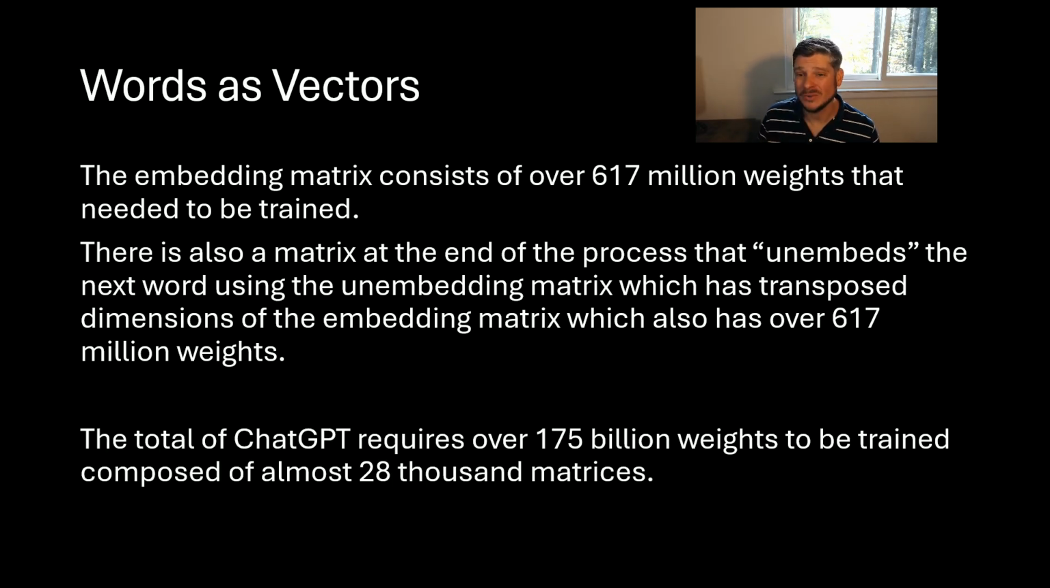In total, even though we have the 617 and the 617, so that gives us just over 1.2 billion, the ChatGPT algorithm actually requires over 175 billion weights to be trained, and the whole process is composed of almost 28,000 matrices and 28,000 instances of matrix multiplication. It is a very, very large model, but it's all mathematical, and it can all be understood by people.